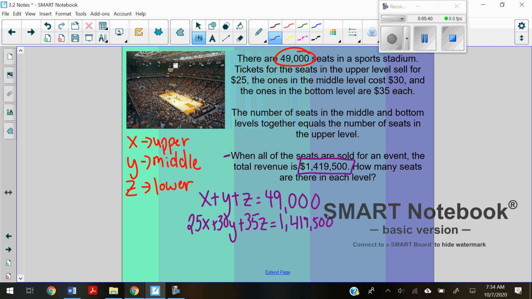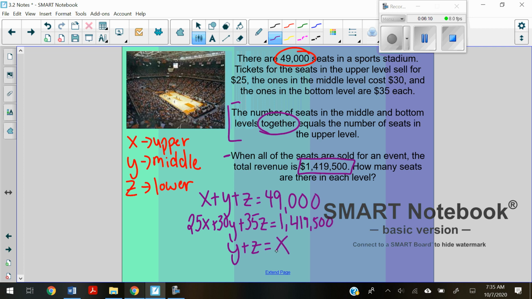Then we have this middle paragraph here. It says the number of seats in the middle and the bottom together, so that's going to imply addition. So middle plus the bottom, oops, not x, sorry about that. The middle, which is y, plus the bottom is equal to the number of seats in the upper level. Yeah, x. There you go.